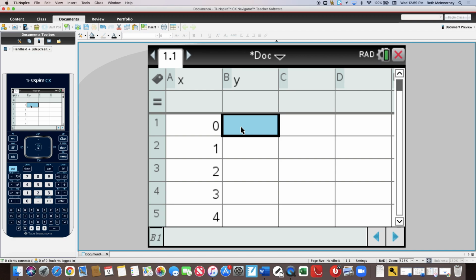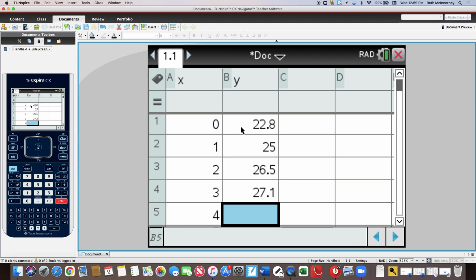Then in your Y column, you're going to put that data, which is 22.8, 25, 26.5, 27.1, 27.8, 28.1, 27.9, 26.9, and 26.1.